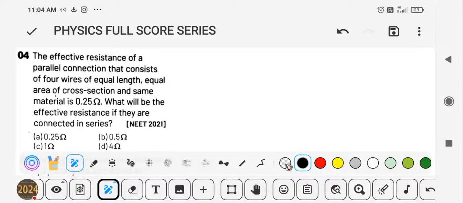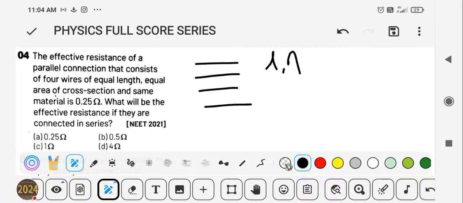See, we have given 4 wires, right? 1, 2, 3, 4. They are connected in parallel and of equal length and area of cross section. Length and area are the same for all. What if they are connected in a series? They have given the value of each resistance as 0.25.